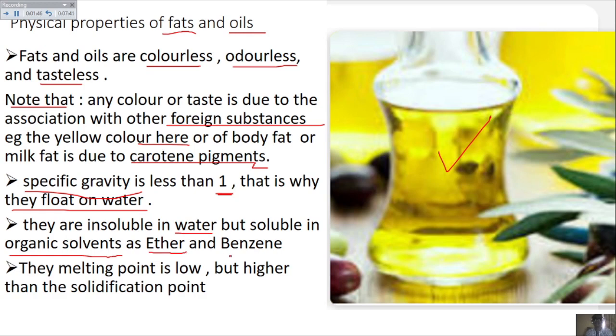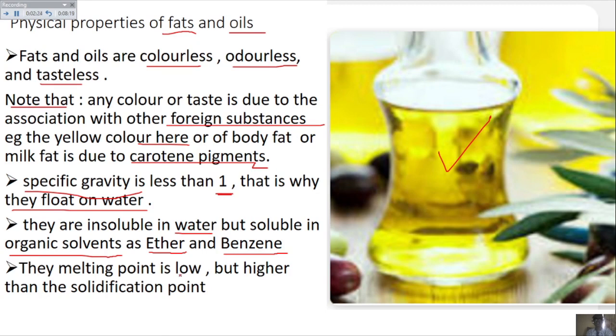You can put the oil in benzene or ethyl solution and see what is going to happen. What we are saying here is that these solvents are not polar and the oil too is not polar. When you put a non-polar substance into organic solvents that are not polar as well, it will get dissolved. But if you put the non-polar substance into a polar solvent, it will not dissolve. That is why we say it is insoluble in water.